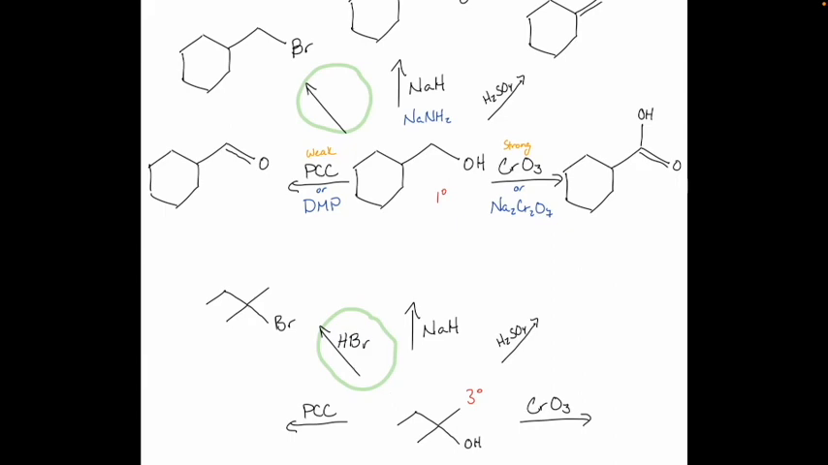For primary and secondary, we have to use something a little bit fancier, and that would be phosphorus tribromide. Importantly, these two do the same thing, but the phosphorus tribromide is for primary and secondary alcohols, whereas HBr is for tertiary alcohols. Both of these will do substitution reactions. You'll swap out that OH group for a bromine, but again, we have to remember PBr3 is for primary and secondary, whereas HBr is for tertiary.